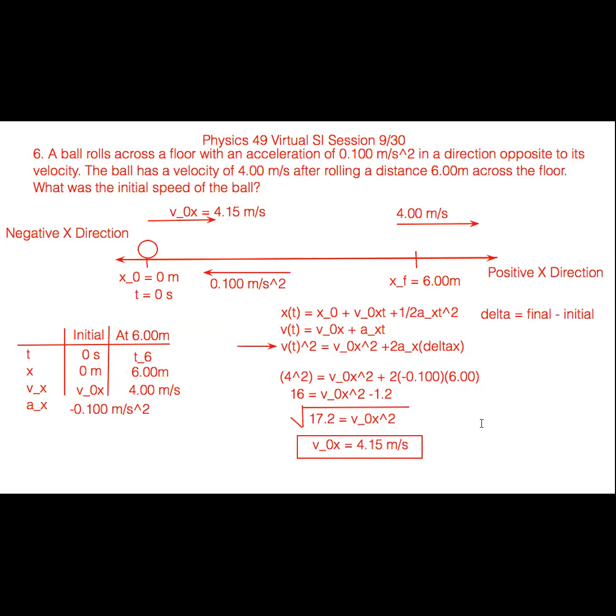Okay, so it was 4.15, and the acceleration was in the opposite direction. It slowed down a little bit to 4 meters per second after a distance of 6 meters. Yeah, that makes sense. Since the acceleration is in the opposite direction, it'll slow down the speed or the velocity of the ball.